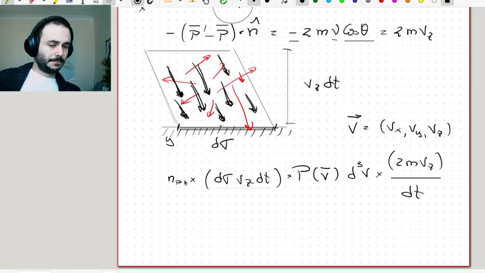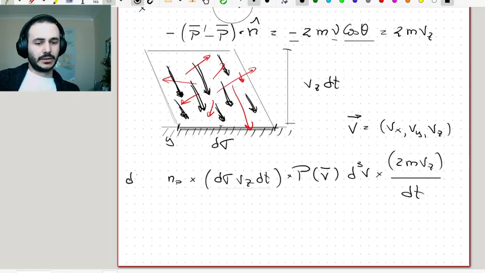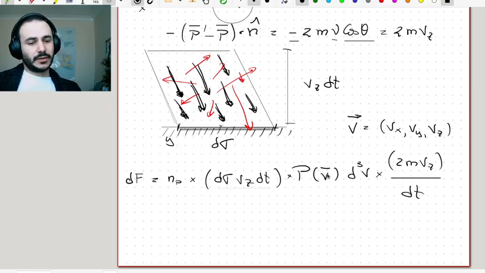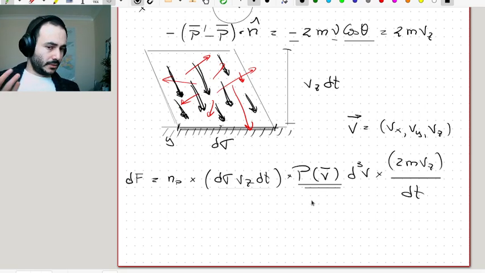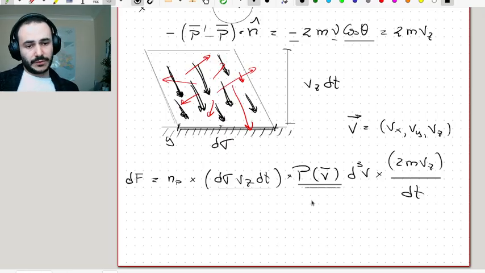So that's it. And this is nothing but an infinitesimal force that is exerted on the wall, dF. As you can imagine, dF divided by d sigma is going to give me the pressure when I integrate over all possible velocities. But there is something we have to do first, because we have introduced this new object, this probability distribution of velocities. We have to explain it a little better, and that's what I'm going to do in the next video.